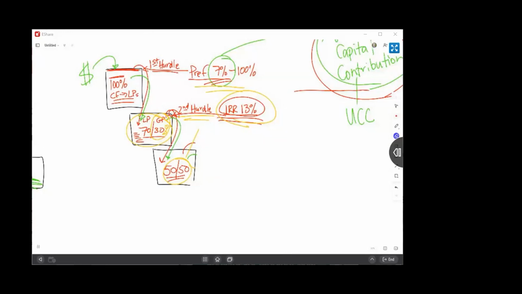100% of the cash flows goes to Class B, 7% preferred return. That's the first hurdle. Then it goes to a 70-30 split. Oops, I'm erasing it now. Goes down to this 70-30 split, and then comes down to a 50-50 hurdle.